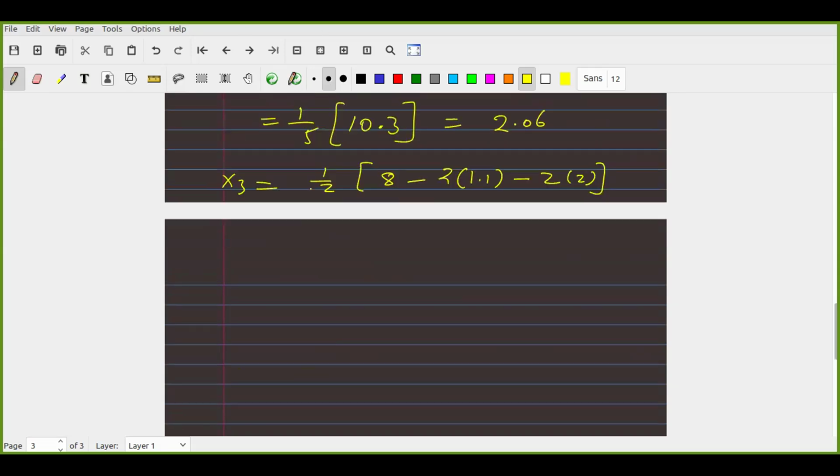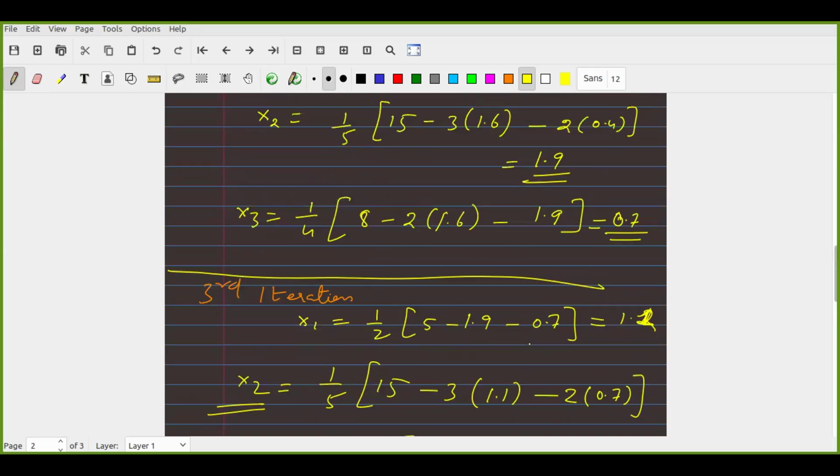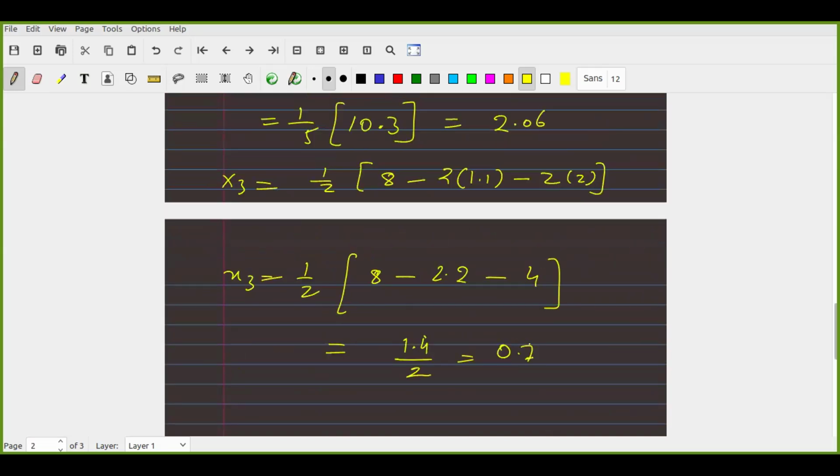Yeah, I'm sorry. So x3 is 1 by 2, 8 minus 2 1s are 2, 2 1s are 2 minus 4, which is 8 minus 6.6. So 1.4 by 2, which is 0.7. This is the same thing. We are not, x3 is not changed much.